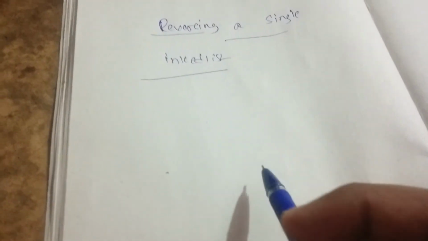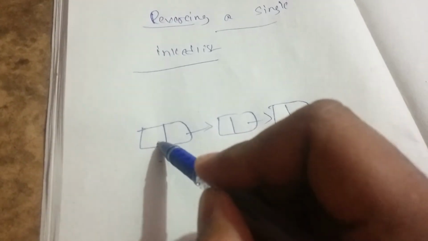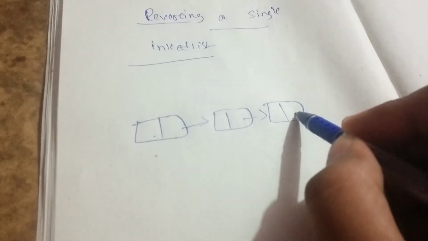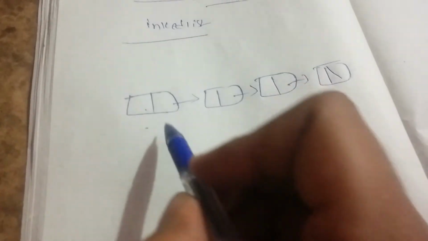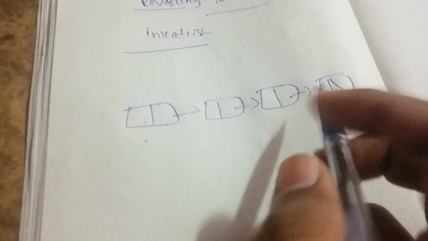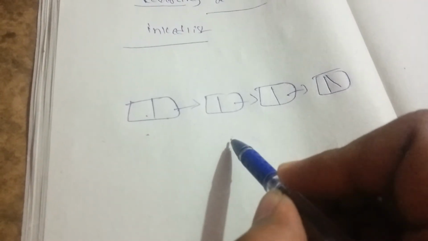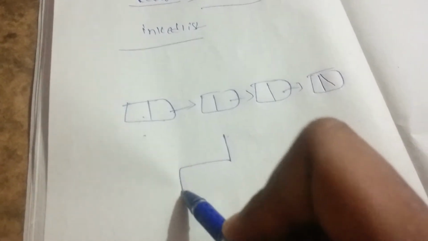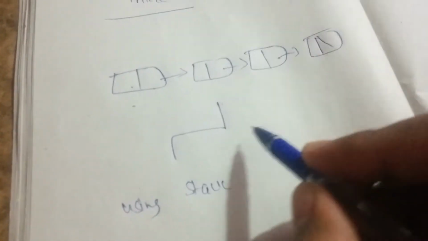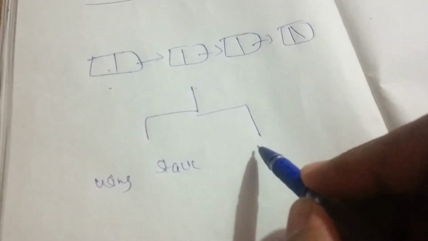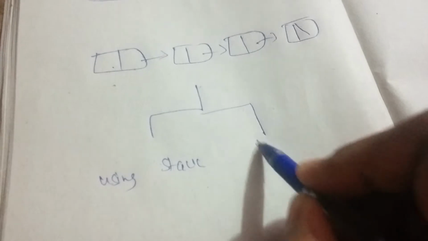Before writing the code, we shall see the approach. This is a linked list. It contains a data part and a link part. There are two approaches for solving this problem. One, using a stack. The other one, using an iterative approach.